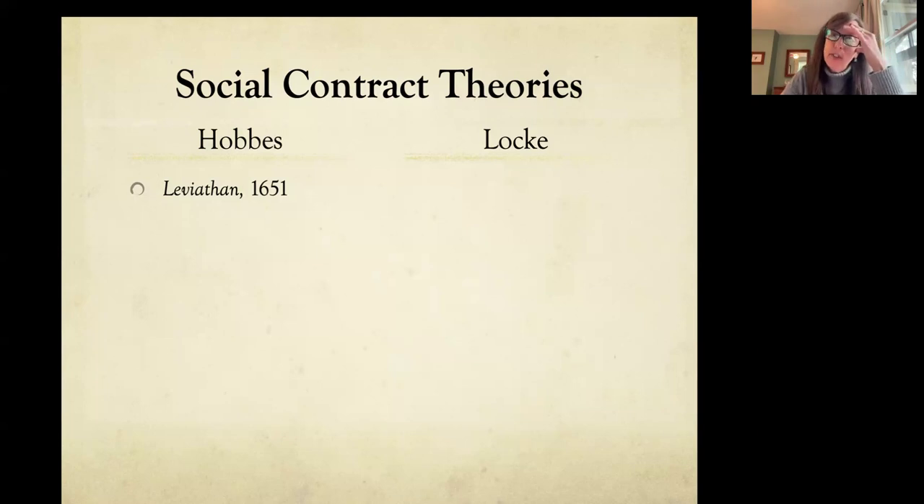So Hobbes has lived through the Civil War, which is pretty chaotic. It's kind of a disaster, right? And so he's thinking, once you make that contract, why would you break that? What's the reason why you'd break that? So he's trying to think about what's at stake in this contract.